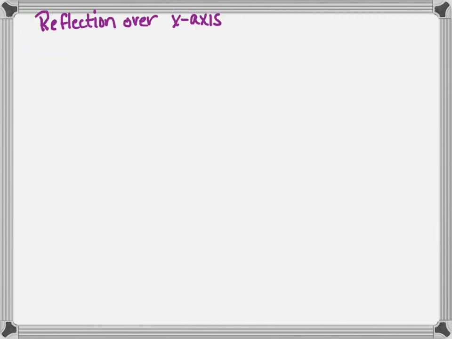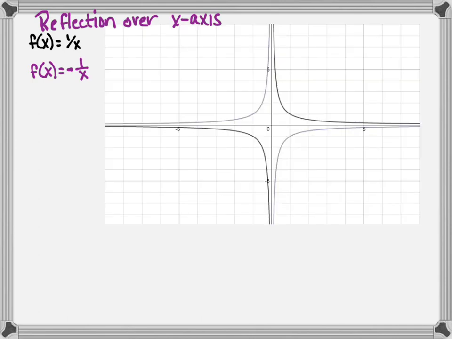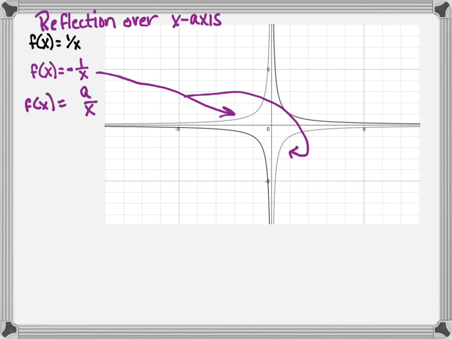Okay, let's look at a reflection over the x-axis. So again, we've got our parent function, f of x equals 1 over x, and we'll look at f of x equals -1 over x. So here on our graph, we've got the parent function graphed in black, and -1 over x is here in purple. And in general, when f of x equals a over x, when a is less than 0, like we have here, then it's a reflection over the x-axis. So our parent function is just reflected over the x-axis.